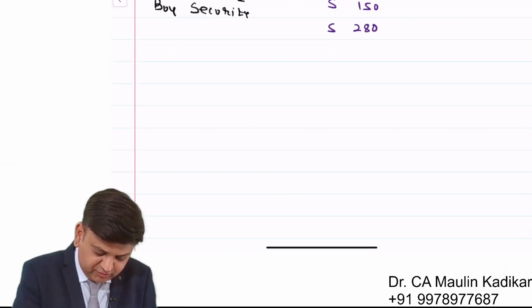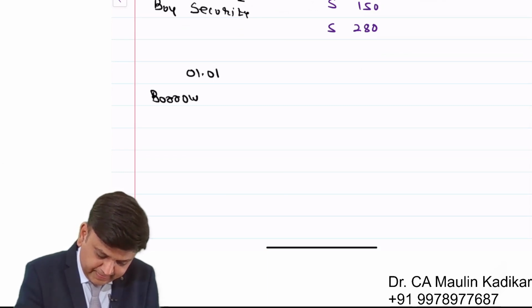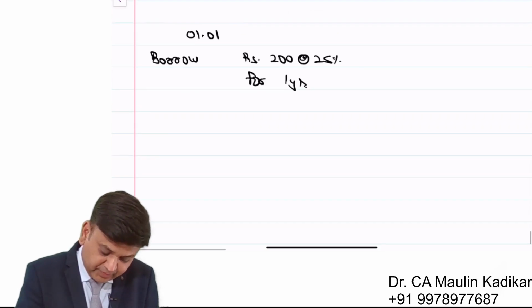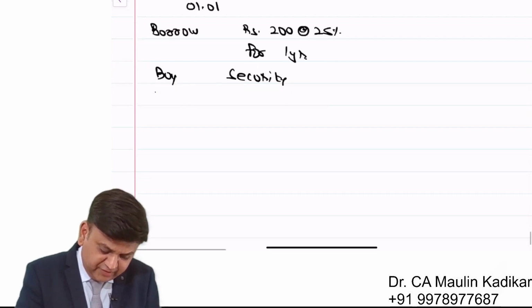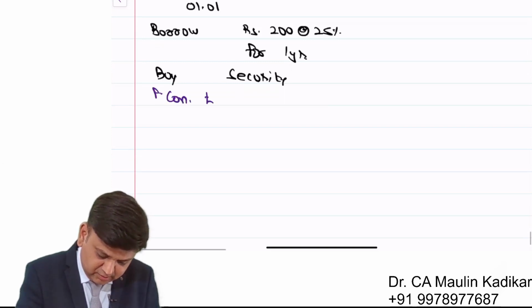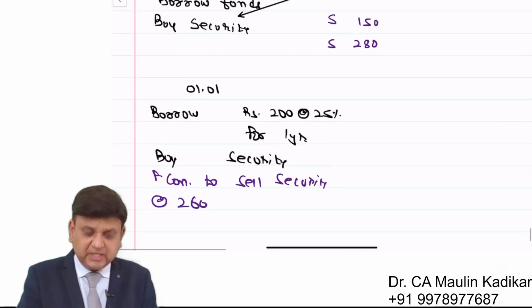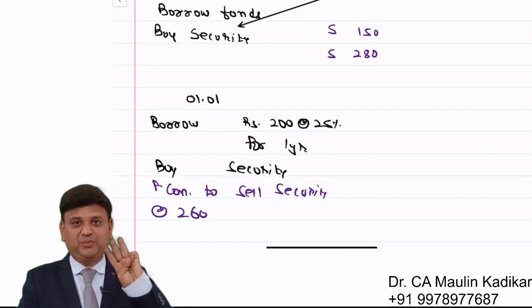On 1st of January, what you have done, dear students, you borrow rupees 200 at the rate of 25% for 1 year. Today, you will buy security from spot market. Today, you will enter into F contract to sell security at the rate of 260. These are the three transactions in which you will enter upon today.